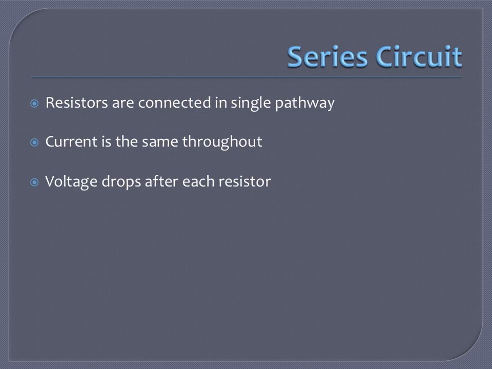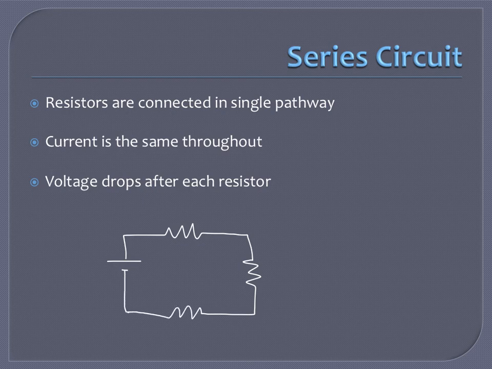Here we have resistors connected in a single pathway. So here we have our battery, we have one resistor, we have a second resistor, and a third resistor. Notice how they're connected in a single pathway, one after the other. That's what we mean by series circuit.